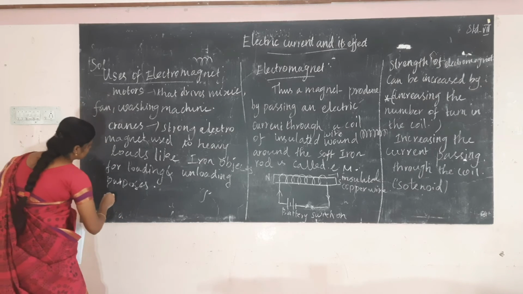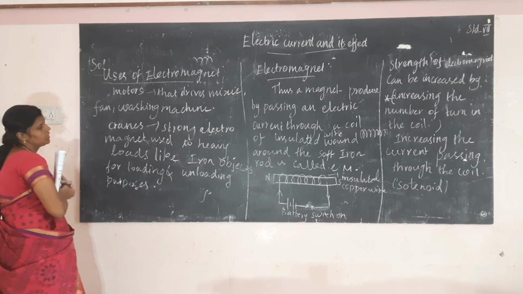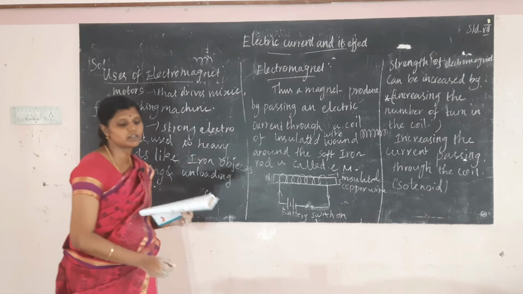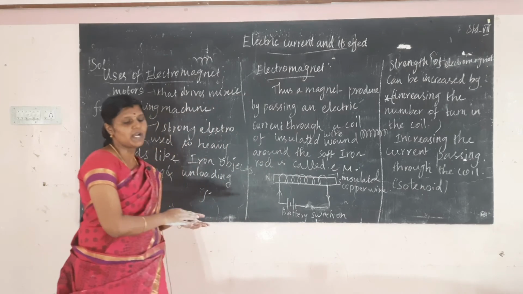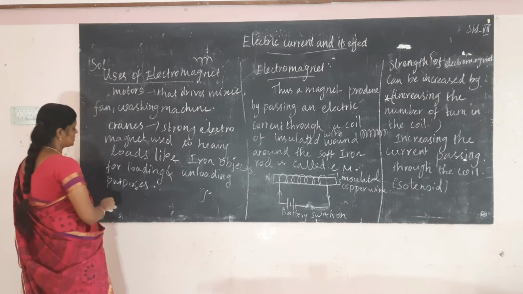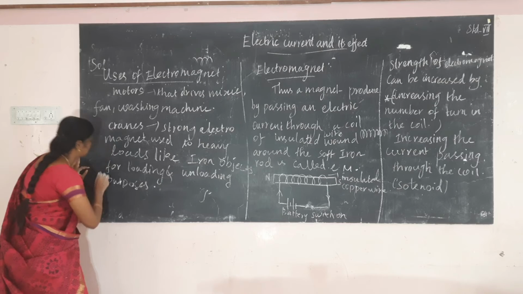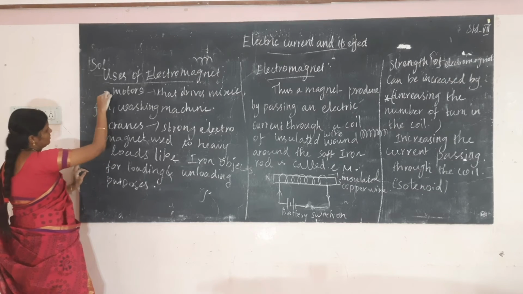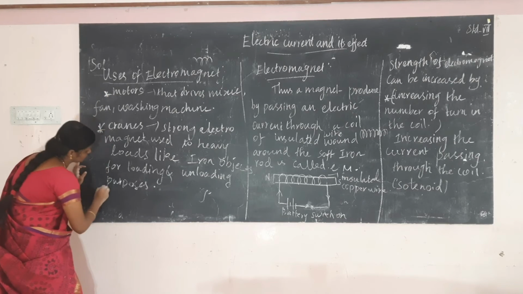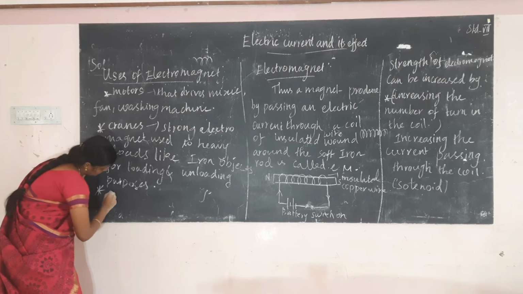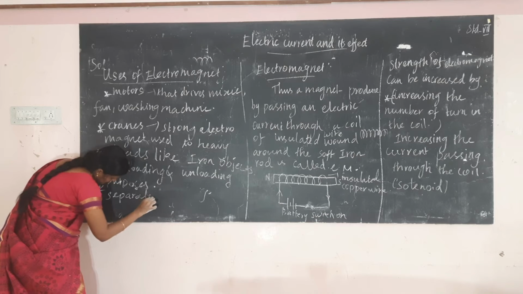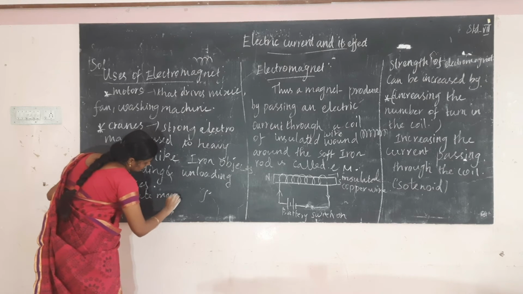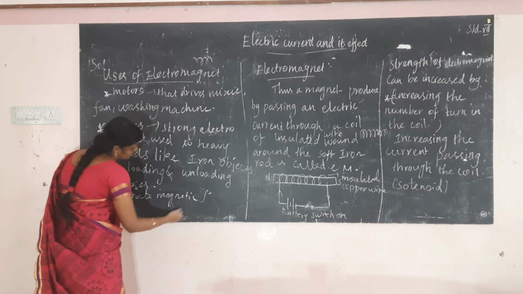Electromagnets are also used to separate magnetic materials like iron and steel.